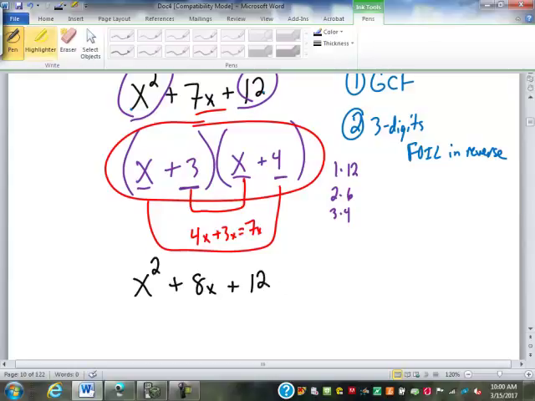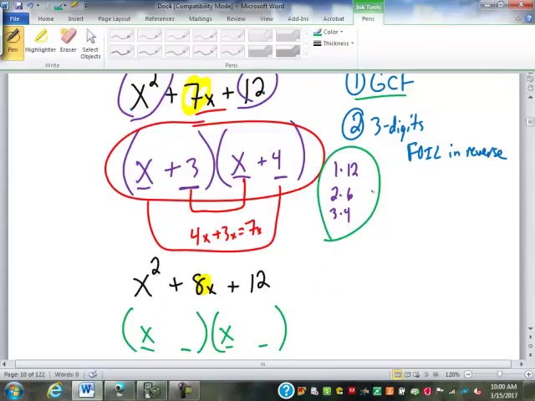Of course, you can see the only difference here is this was 7x in the middle. This one's 8x in the middle. There is no greatest common factor again. So we're going to do this reverse multiplication, or FOIL in reverse. Of course, the first digit has to make x squared, so that's x times x. The last digits have to make 12 again. So again, that's 1 and 12, or 2 and 6, or 3 and 4.